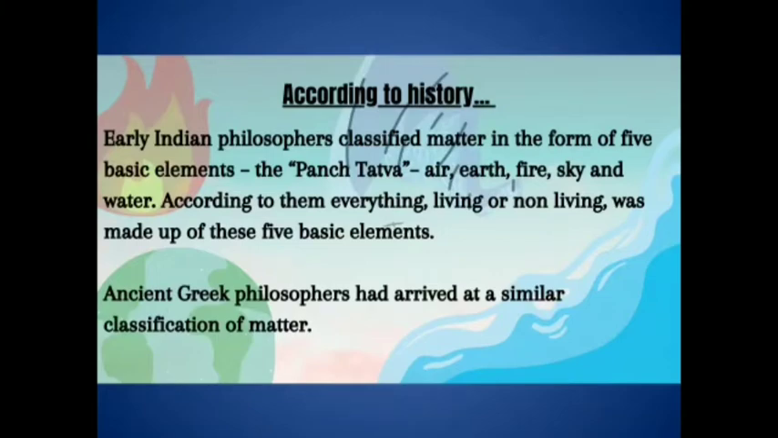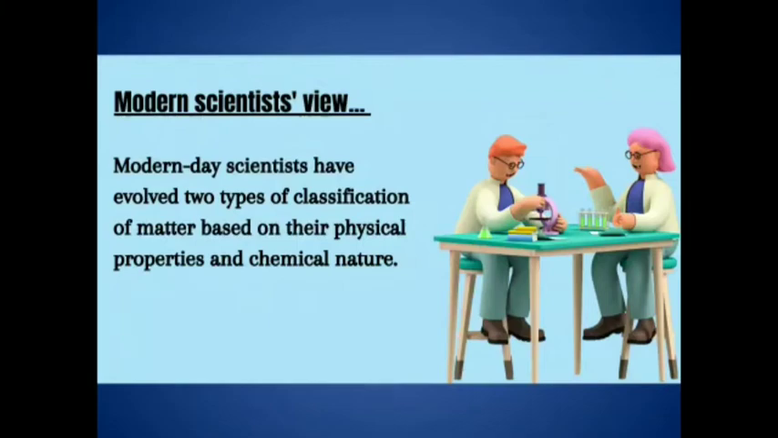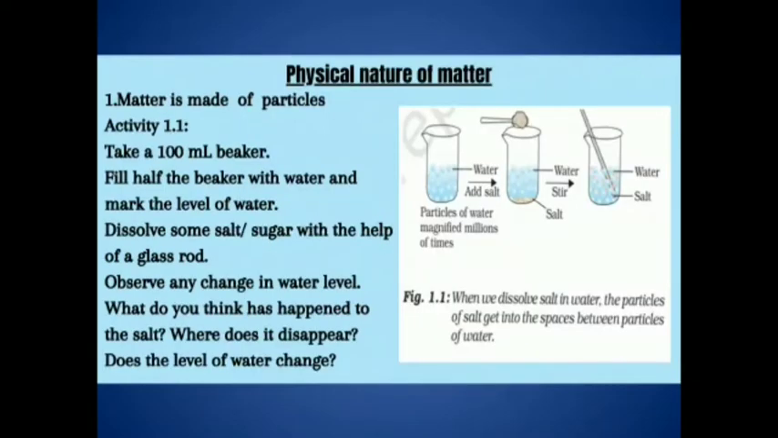Let's talk about the modern scientists now. Modern scientists have evolved 2 types of classification of matter based on their physical properties and chemical nature. In this chapter, we will deal with physical properties of matter. And in the following chapters, the second or third chapter, they are all based on chemical nature. So now we will only talk about the physical nature of matter.